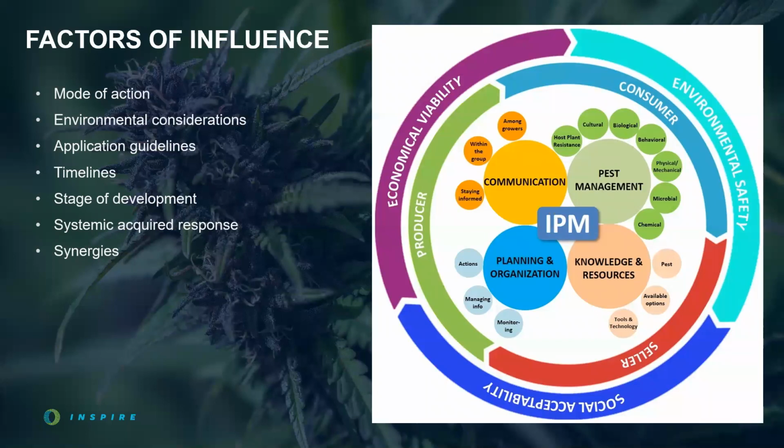What are the application guidelines? What's the dilution rate? How much does it cost to use it? What are the timelines for efficacy? What are the timelines for your needs? What are the stages of development that you're encountering with your particular pest? What's the systemic acquired response? How are the plants going to respond to this? Can we prep them for a threat? And what are the synergies? How do these things work together? And I'll try and go through them really quickly.